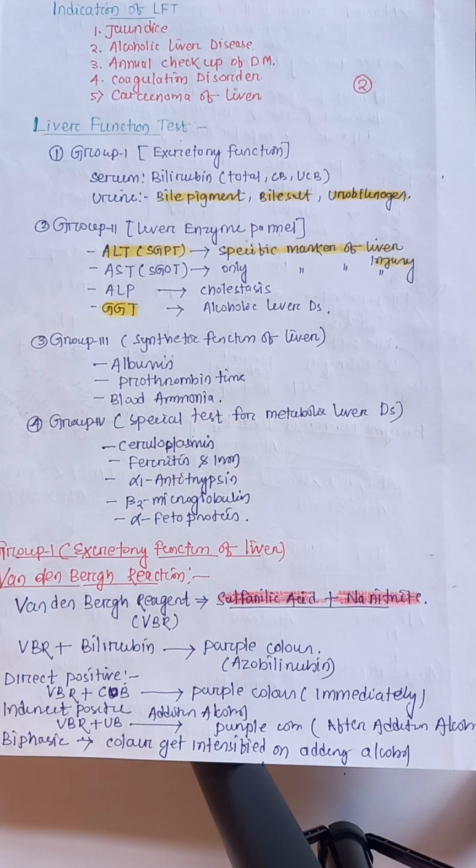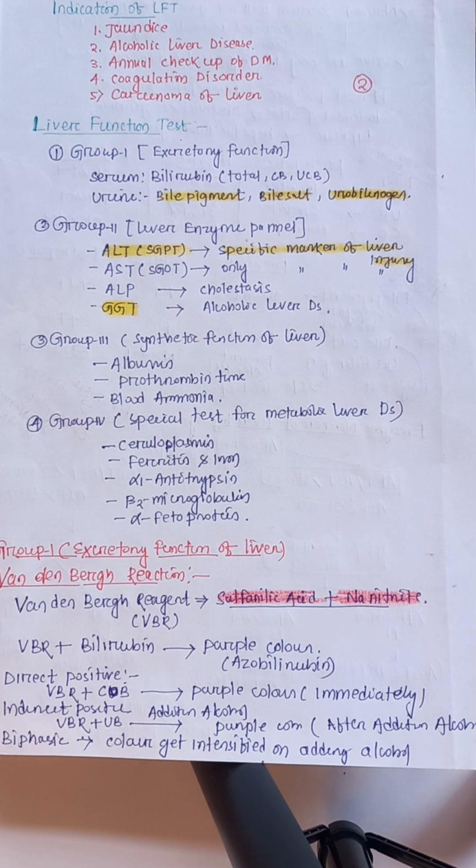Let's see the indications of LFT, when we should do LFT. One is jaundice, then alcoholic liver disease, annual checkup for diabetes mellitus, and any coagulation disorders. As we already know, the liver synthesizes clotting factors, and vitamin K-dependent factors too. So if there is any defect in the liver, that may result in a coagulation disorder: there will be excessive bleeding, increased bleeding time or something like that. And carcinoma of the liver. These are the five situations where we should do LFT.